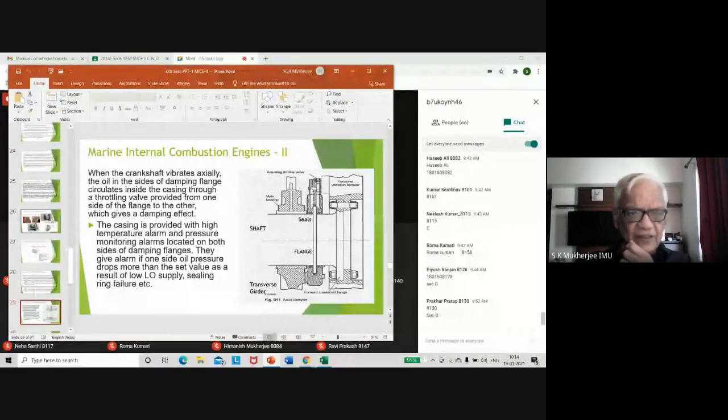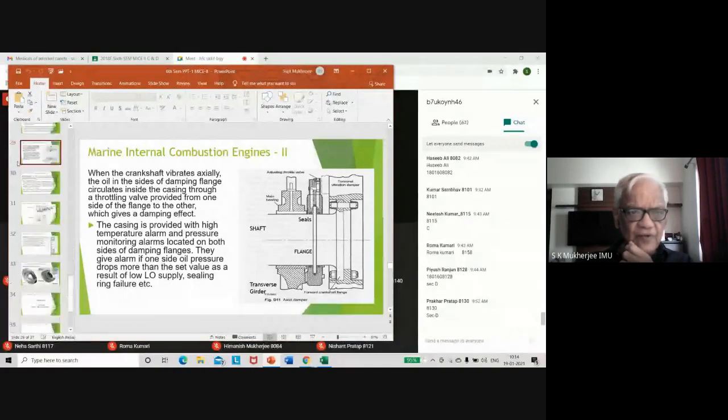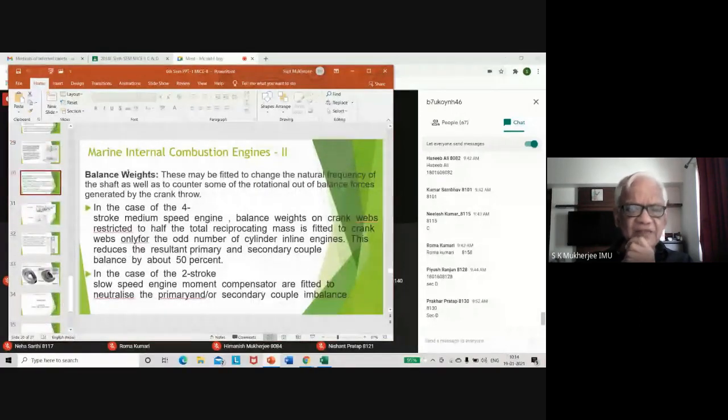Okay, let's move on. Balance weight. Now, apart from vibration dampers, we can have some amount of balance weights. These balance weights help in reducing the vibration to some extent. Where is the diagram?